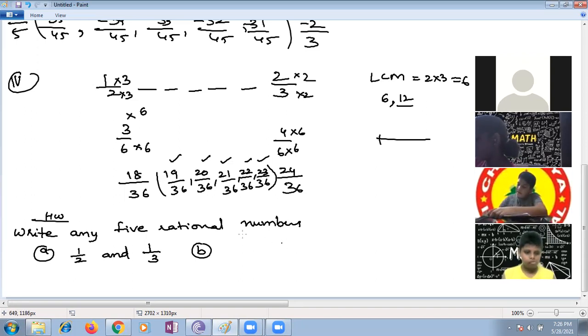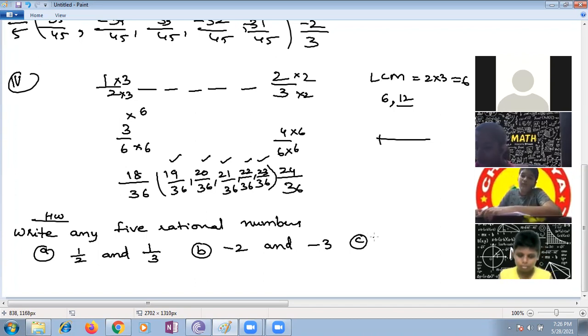I will give 6 bits, children. Ma'am, 1 by 2 and 1 by 3 is just the sum you explained to us. 1 by 2 and 2 by 3 I gave, not 1 by 3. Yes, ma'am, you gave 1 by 3, 1 by 2 and 1 by 3. Yes, because in the previous bit it is 2 by 3, children. Please look at the bit carefully.